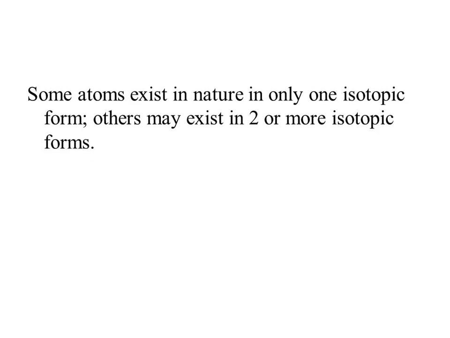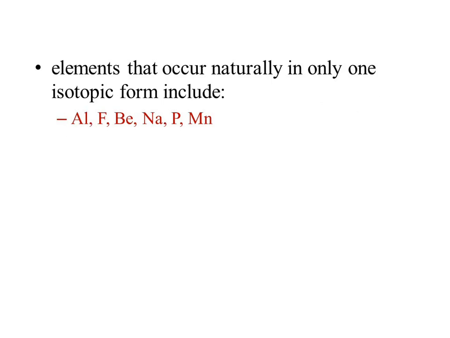So this almost sounds like an oxymoron. It's like some elements only have one isotopic form. It's like, well, if they only have one isotopic form, an isotope by definition is another form of the element with the same number of protons, different number of neutrons. So it seems kind of strange to me.